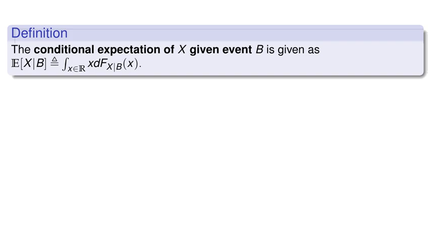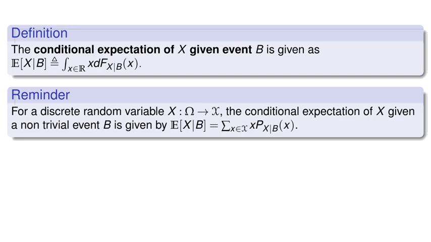With the conditional distribution defined, we can define the conditional expectation. The conditional expectation of x given event B is given by the expectation of x given B, defined as the integral over all real x of x times d f sub x given B of x. As a reminder, for the discrete case, if x is a discrete random variable mapping omega to script x, the conditional expectation of x given a non-trivial event B is the sum over all x in script x of x times the conditional probability p sub x given B of x.